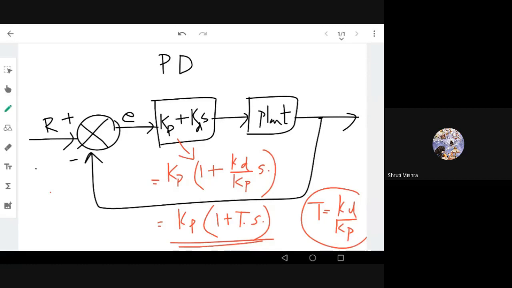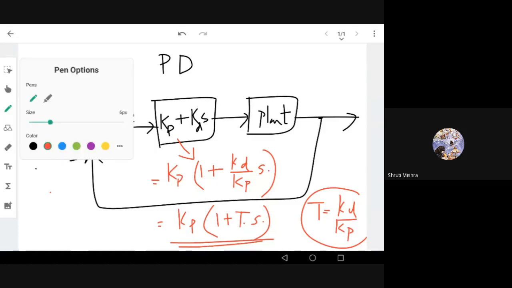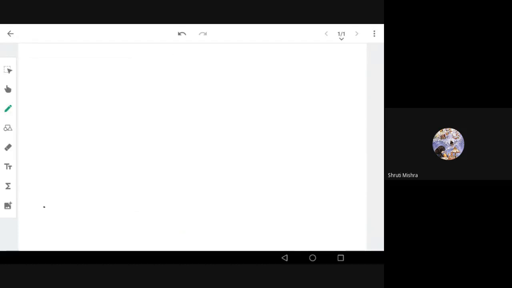Okay. Now, the proportional derivative control has a lot of problems because although stability is better, the steady state error is high. So we often use a PID controller. PID controller is nothing but the proportional controller plus the integral controller, Ki divided by S, and a derivative controller, Kd into S. So this is the PID controller.